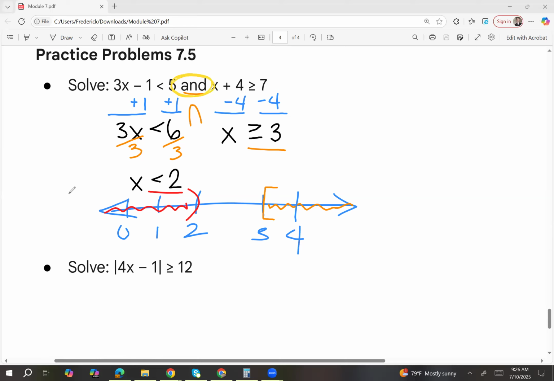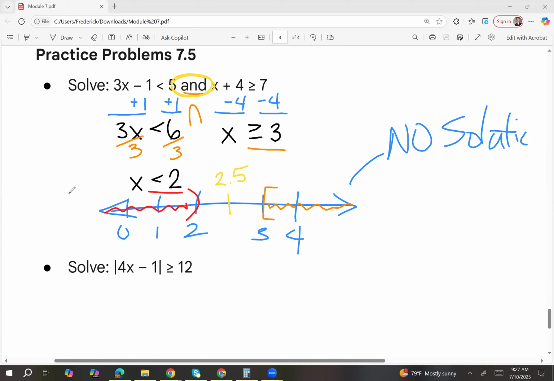So what's going on here? Let's just think about one more test point. I know it's kind of difficult since it's in the halfway mark, but let's imagine 2.5. Is 2.5 less than 2? No. Is 2.5 greater than or equal to 3? No. So what we're finding here is that there's no number that satisfies both of these solutions. And so how that translates in the end is that there's no solution.